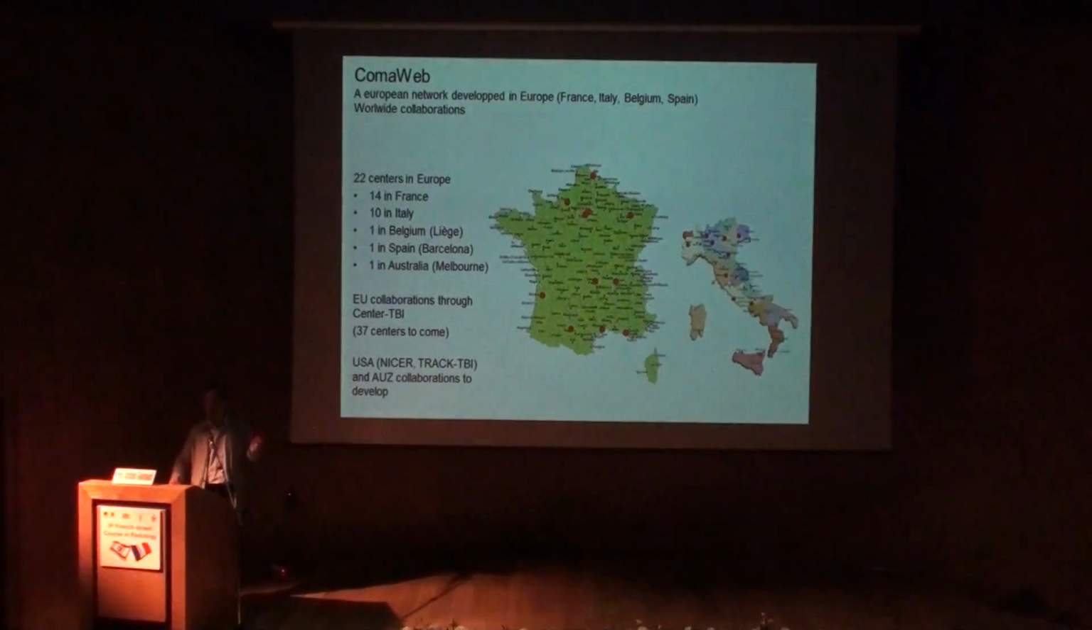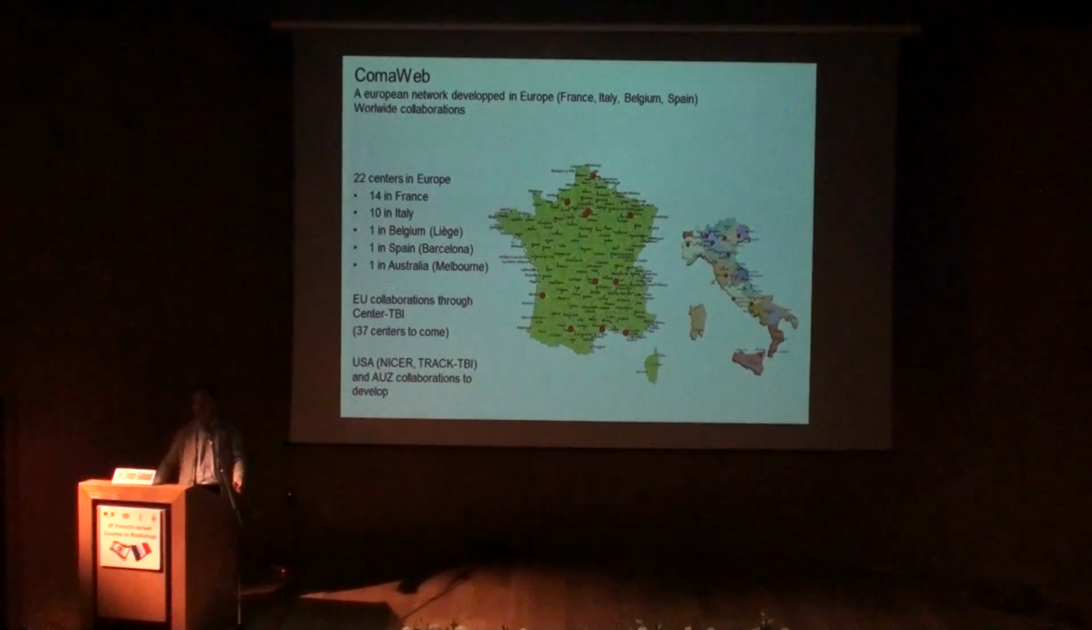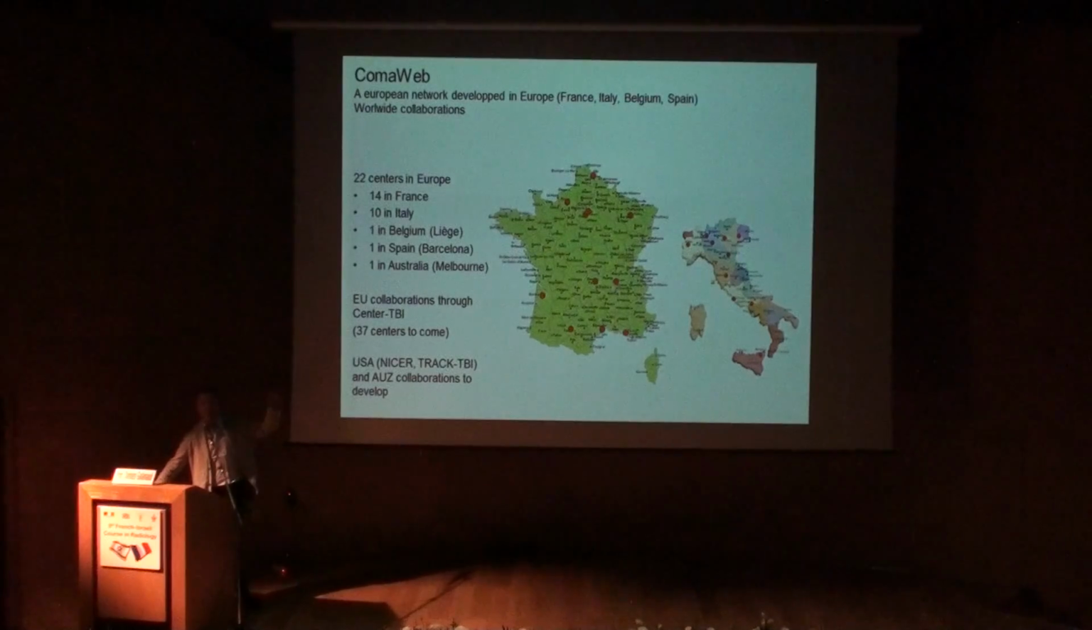So, how many centers are currently participating? We have more than 22 centers in Europe, 14 in France. These are all the centers. We recently opened Nice, Saint-Pierre de la Réunion in the Indian Ocean, Papeete in French Polynesia. We also have one center in Belgium, Liège, 10 centers in Italy, one in Spain, in Barcelona, one in Australia. And we are actively collaborating with people from Boston. I will show you part of what they are doing. And also with a team at Johns Hopkins. So that's really a 4-continent study currently.